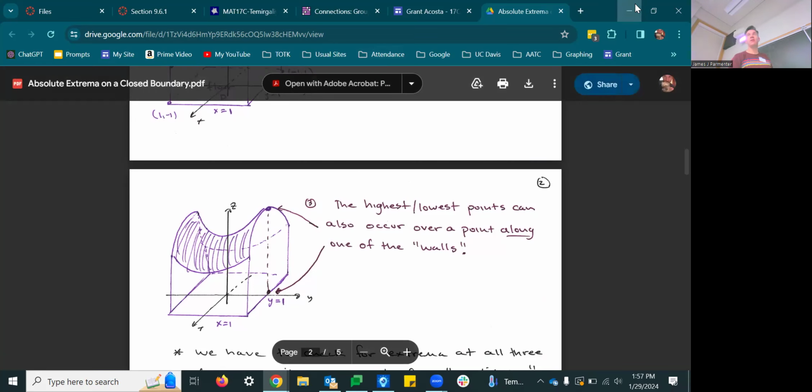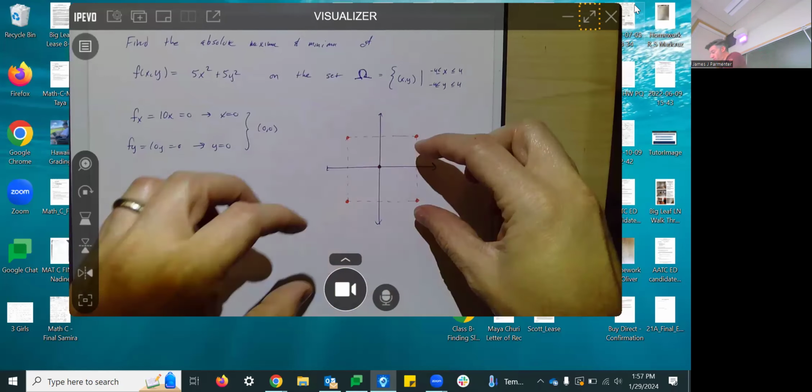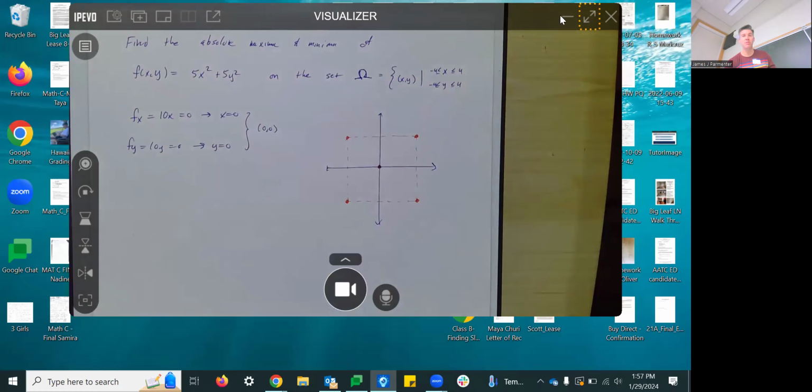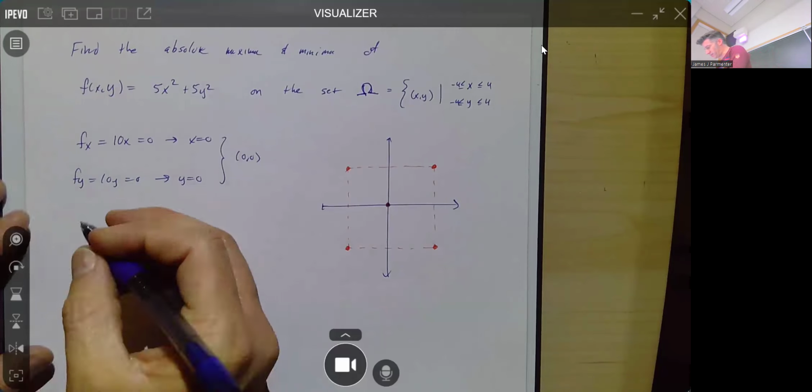So you have to test any critical point you find in the middle of your domain, any corners, and you also have to find any potential maxes or mins on the walls. So how do you deal with the walls? Well, here's how I deal with the walls.